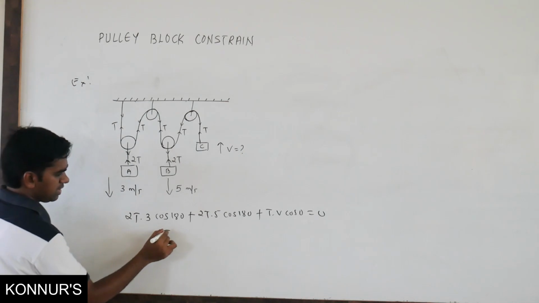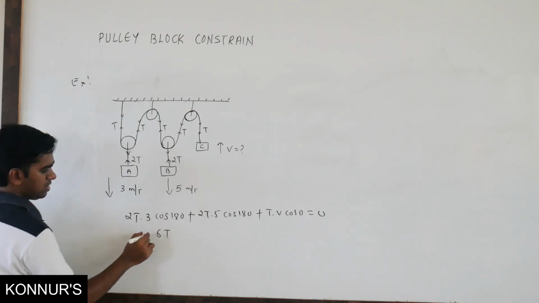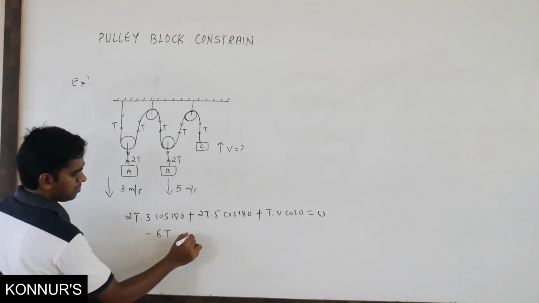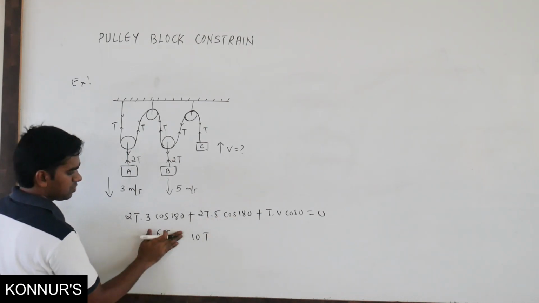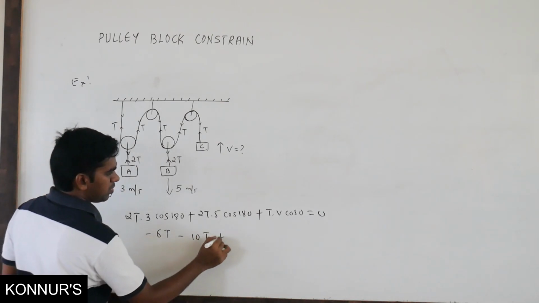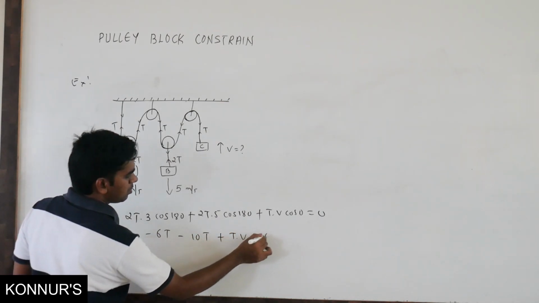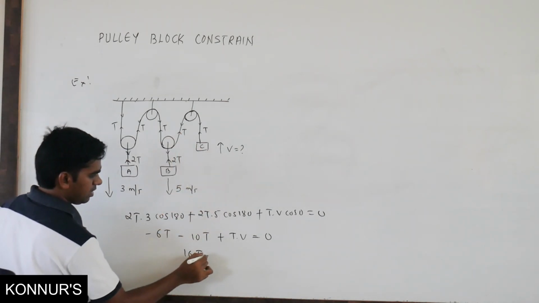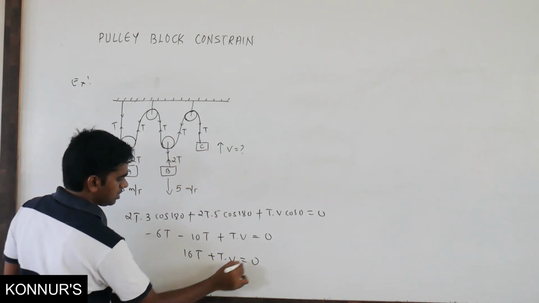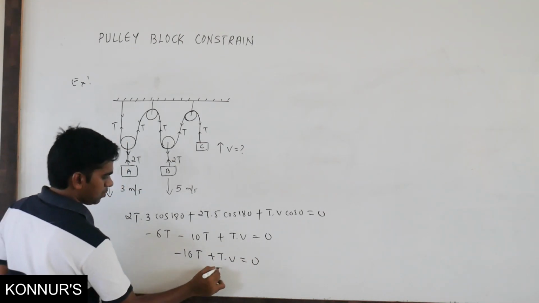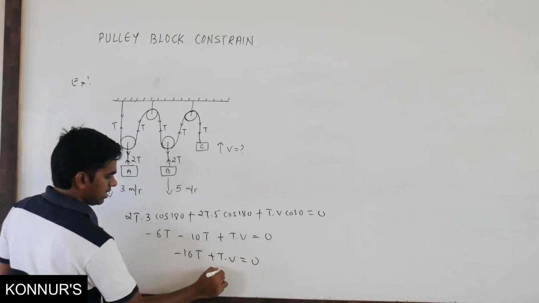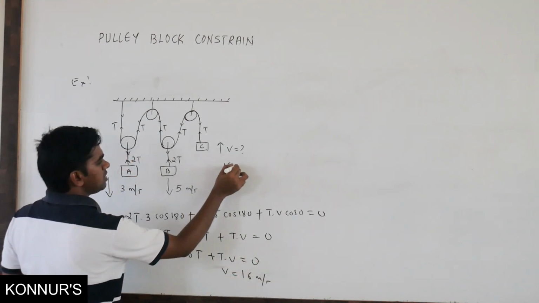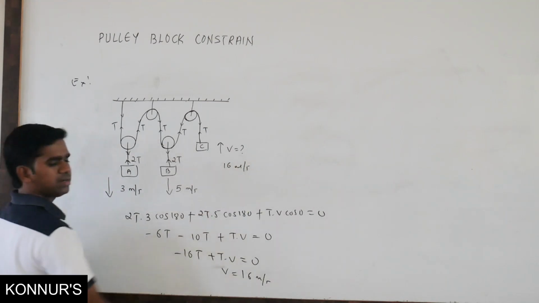So this will become what? 6T cos 180 is -1, plus 2T·5 is 10T cos 180, which means -1, plus T·V equals 0. So -16T plus T·V equals 0. The negative sign is there. So V will become what? T will get cancelled, V will become 16 meters per second. So you will get a velocity of 16 meters per second.